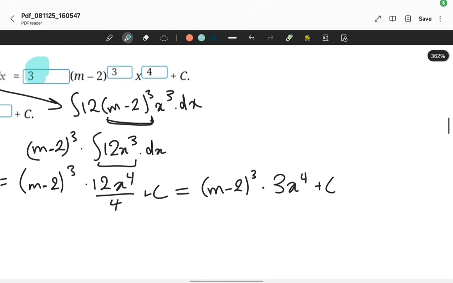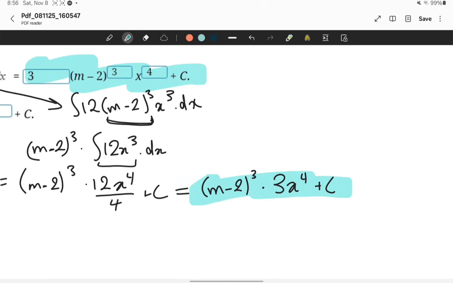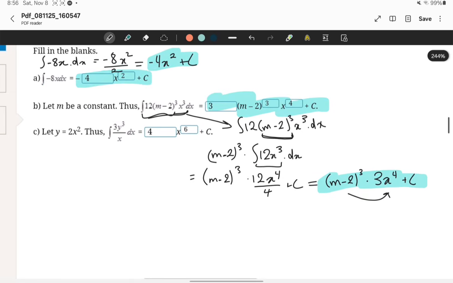Here, this is our final answer. They just put this between the 3 and the x, but it's the same number in the end. You just give them 3, 3, and the powers are 4. Now part C.